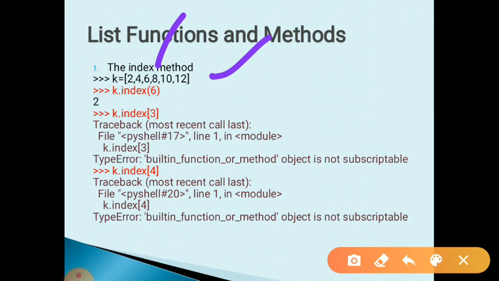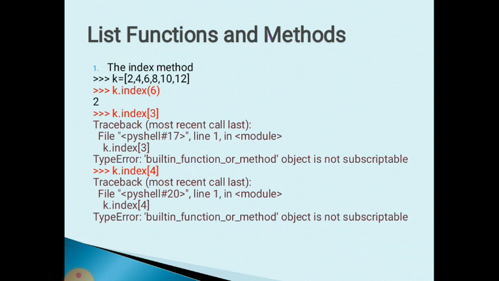And look at the next line, k dot index 3. 3 is not inside our list, so it will return an error. And if I write the same element inside a square bracket, it again returns an error, because square brackets are not allowed when we call any list method.